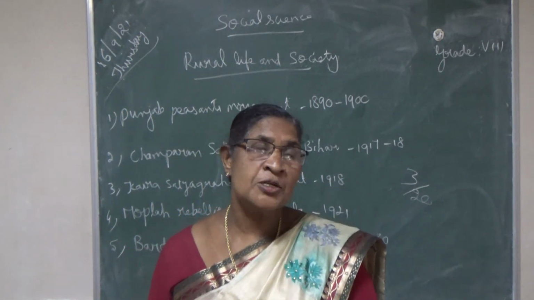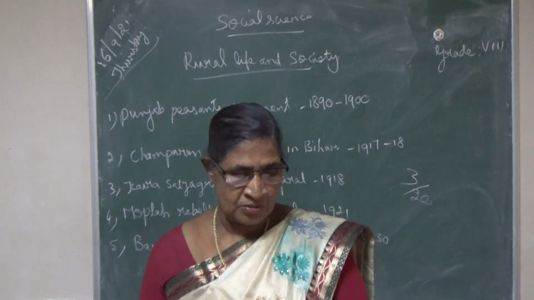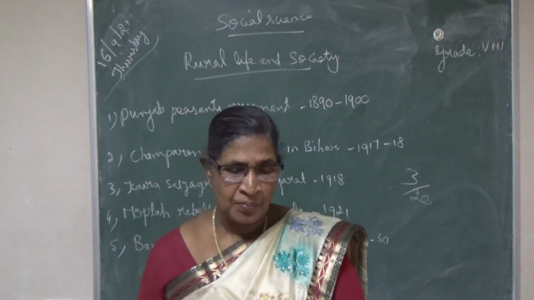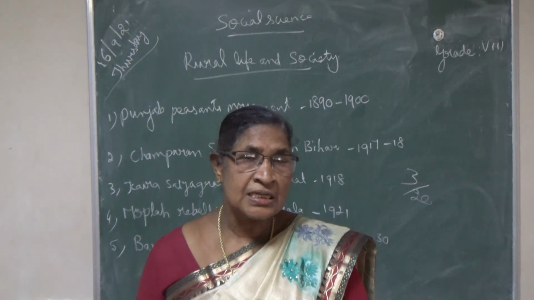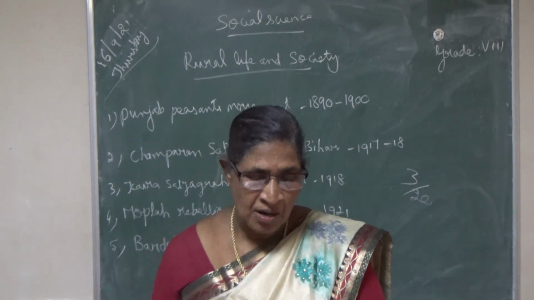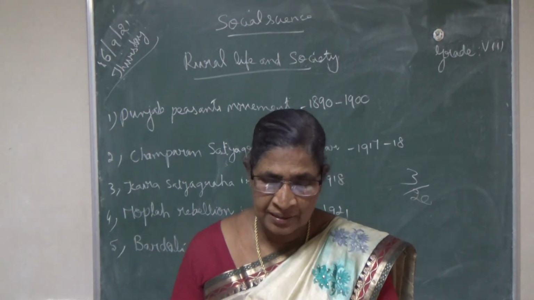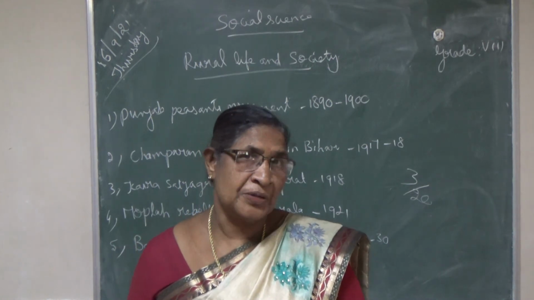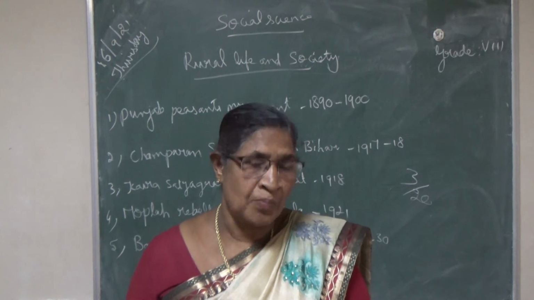Here nearly 2,337 Mappila rebels were killed. Next, 1,650 Mappilas were injured. Then more than 45,000 Mappila rebels were captured as prisoners. Okay, so the British government suppressed the Mappila rebellion.